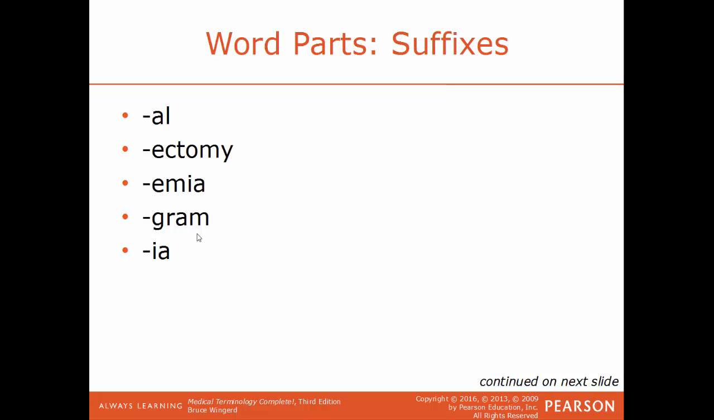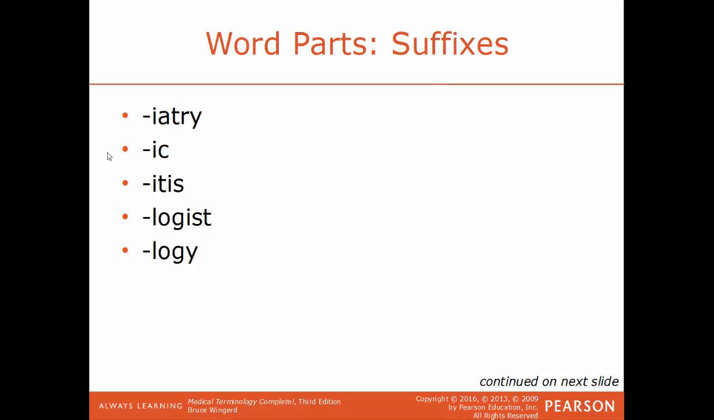An electrocardiogram is the actual piece of paper with those little spikes and valleys of the electrical activity of the heart. It's an actual recording. And the last one on the slide, ia, is a condition. Leukemia, for example. Some more suffixes. The suffix iatry is a reference to the medical treatment. Psychiatry is a medical treatment of the mind.